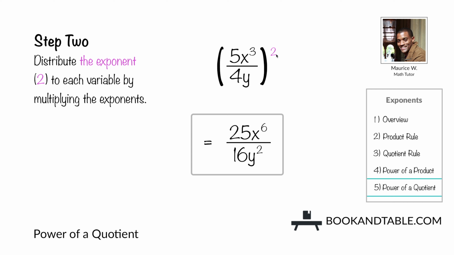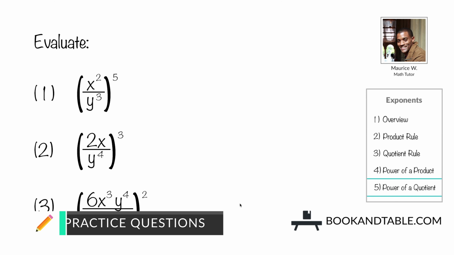Distribute the exponent on the outside to both coefficients and to all of the variables by multiplying this exponent times each of the exponents inside. Let's have you do a few practice questions.